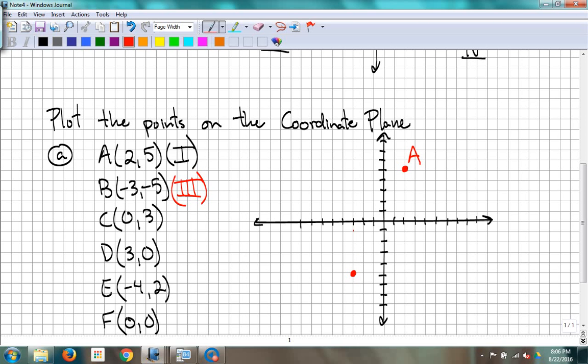And that's going to be point B. So I'm just going to put the letter beside it so we know which one's which. Okay. 0, 3. Is that in quadrant 1? It's riding the fence. It's a fence straddler. So what's it really on? It's on the plane. It's right here, right? There's where 0, 3 is.